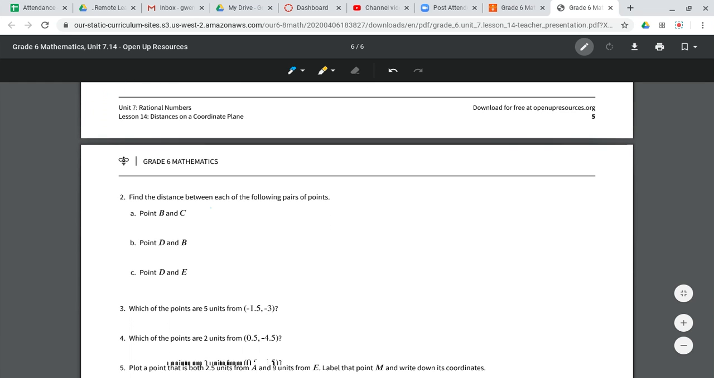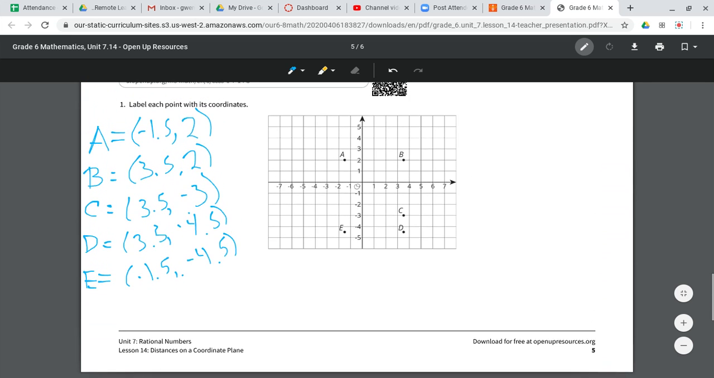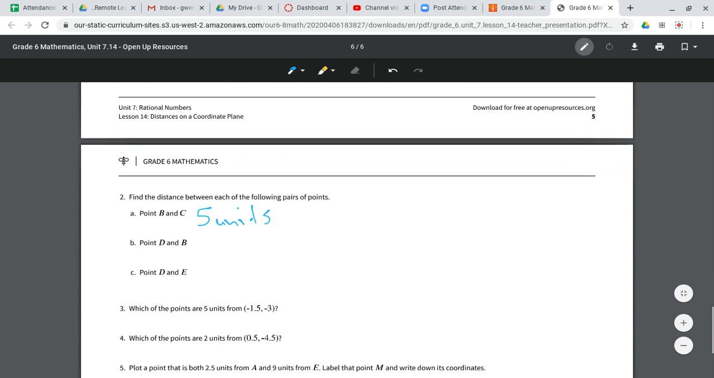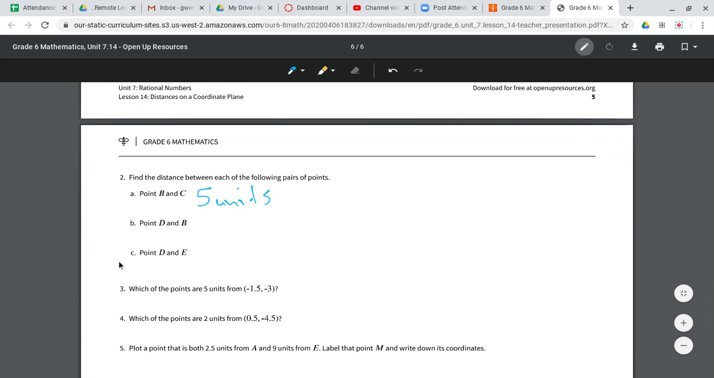So we can just count this. You can also use the coordinates to help you. So if we look back at the coordinates on B and C, B was at 2, C was at -3. The difference between those is 5. All right, the next one is B and D.